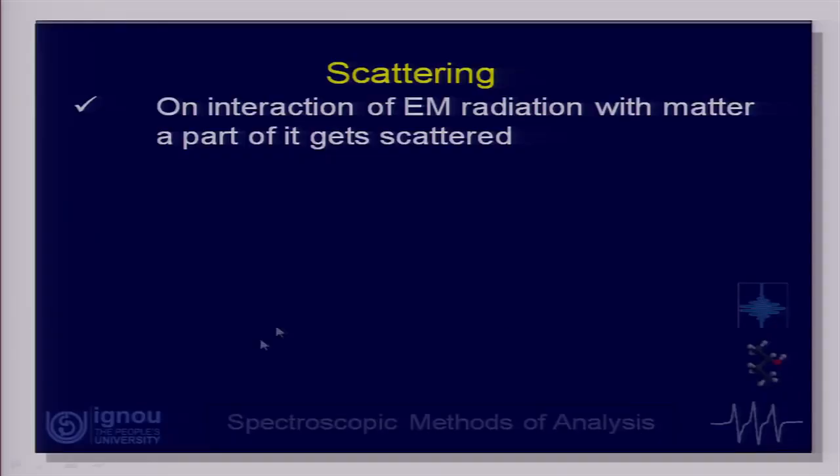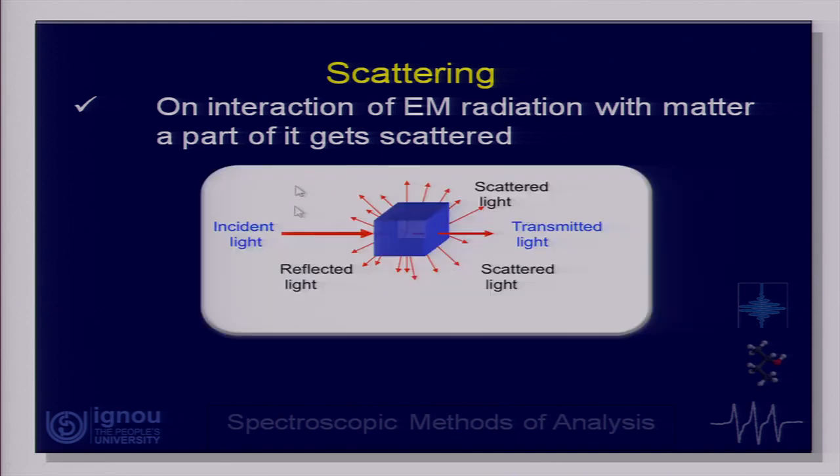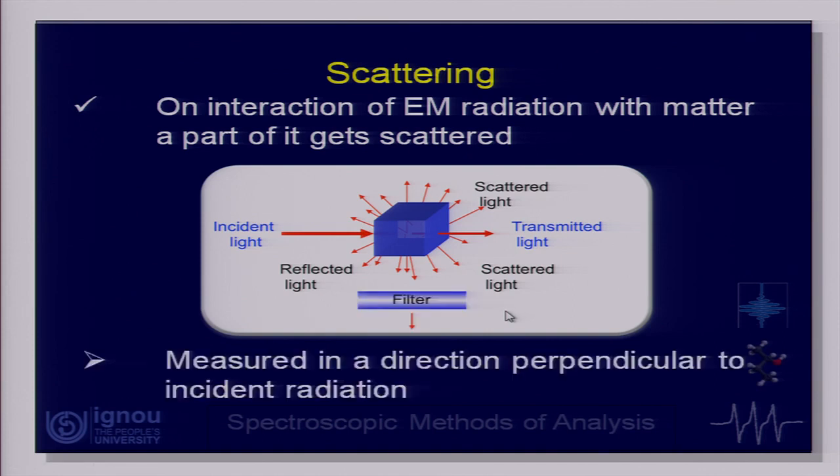Okay. Let us look at yet another way of interaction of radiation and matter, and that happens to be scattering. Essentially, the radiation comes, interacts with matter, and part of it gets scattered. Let us look at it. You have a sample here, radiation comes and strikes it, part of it gets reflected back because of the container, and some radiation comes out as transmitted radiation. But in addition to these two, in all possible directions there is certain radiation which comes out as scattered light, and this scattered light typically is measured in a direction perpendicular to the direction of incident radiation.